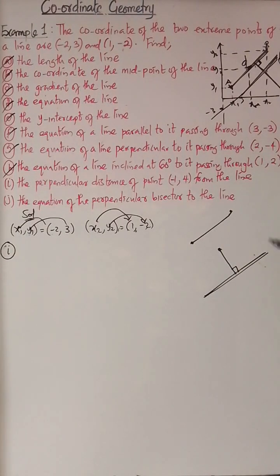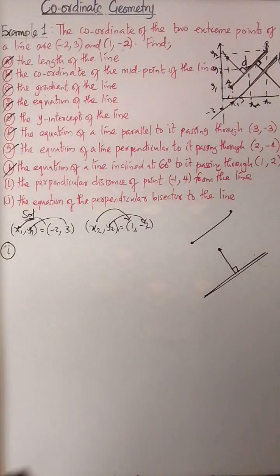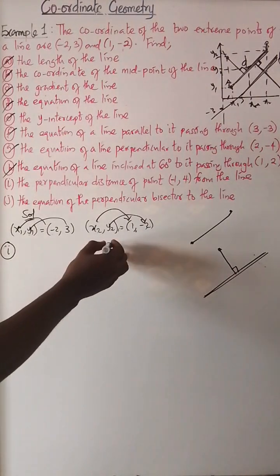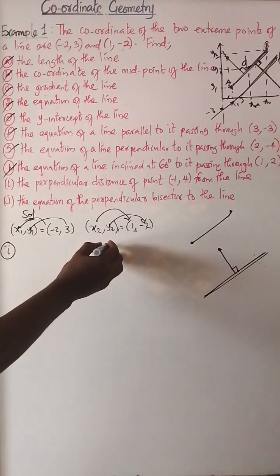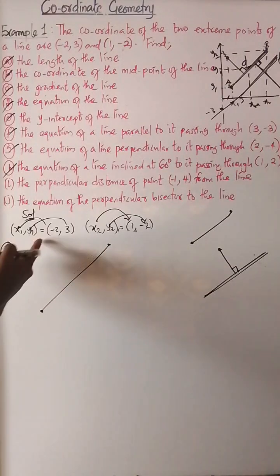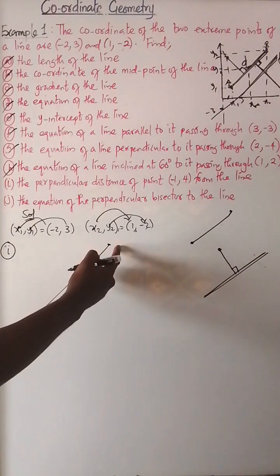So this is the original line, which is this. Now I want to know the equation of another line that is perpendicular to it, passing through a particular point. What's the point? -1 and 4. How do we go about this? So the original line is this. So we know the coordinate of this point, this -2, 3, 1, -2.